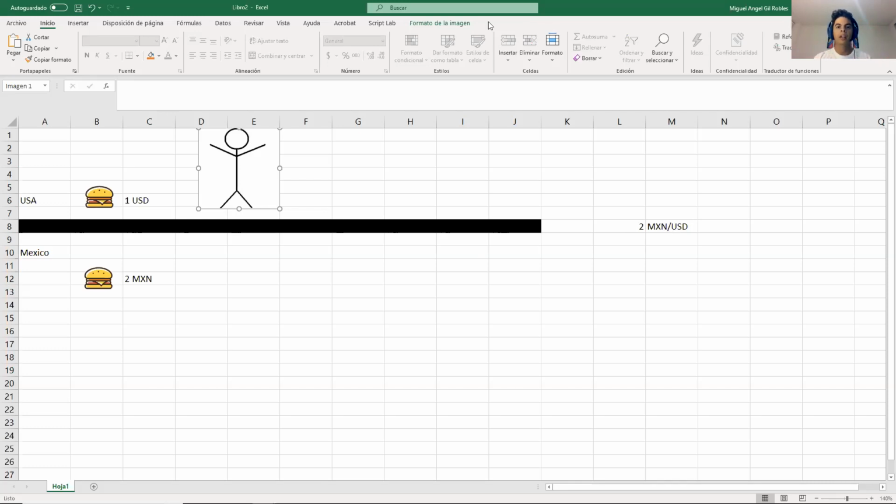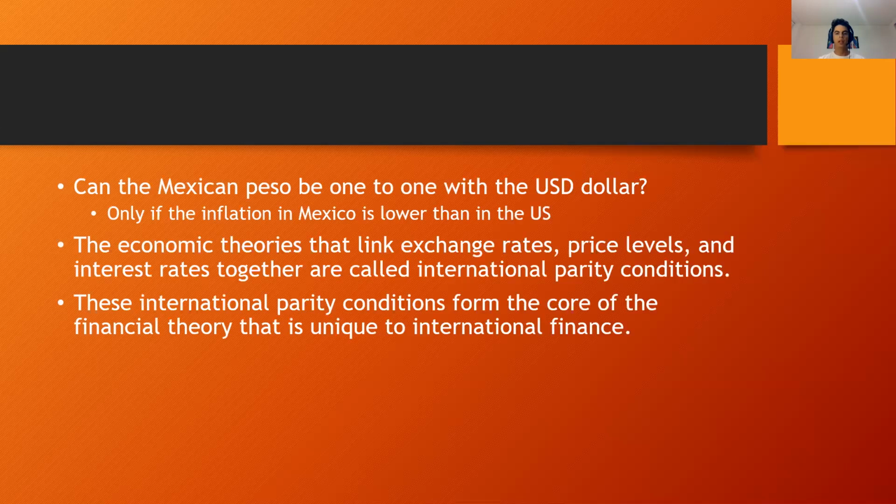exchange rates change. So let me go back to the presentation just to summarize and wrap everything up. I'm going to ask you a question. Now that you understand this, do you think that the Mexican peso can be on a one-to-one basis with the US dollar? Do you think it is possible that at some point we can experience 1 peso for $1? Well, the answer is here on the presentation, but it says that only if the Mexican inflation is lower than in the US, because that will make our currency more attractive. Our goods will be cheaper and then people will prefer our goods. So that is an assumption that I don't see how it can happen.